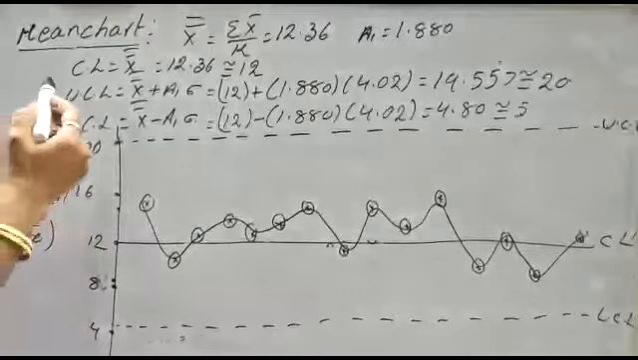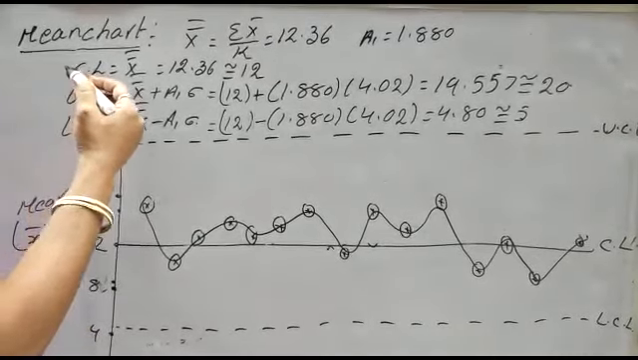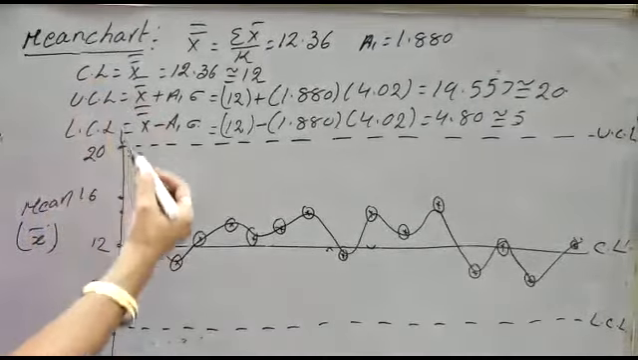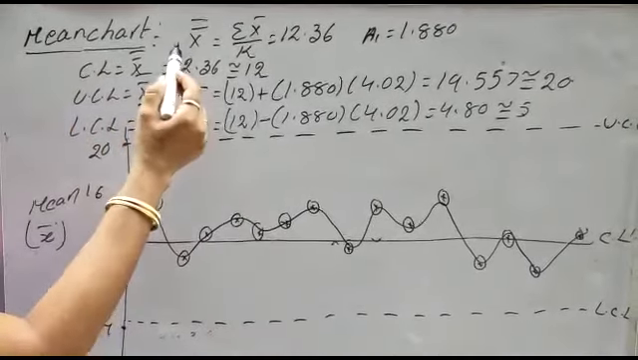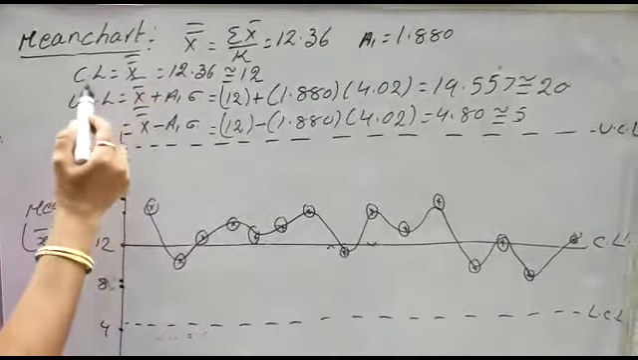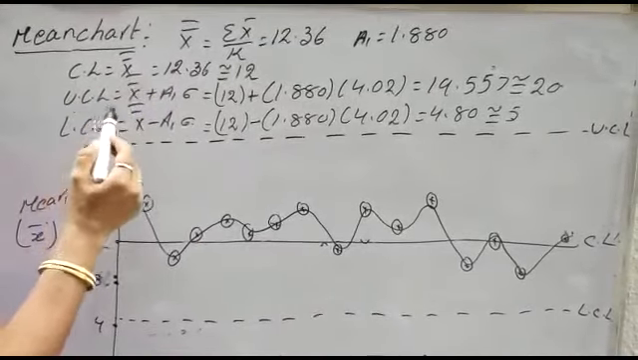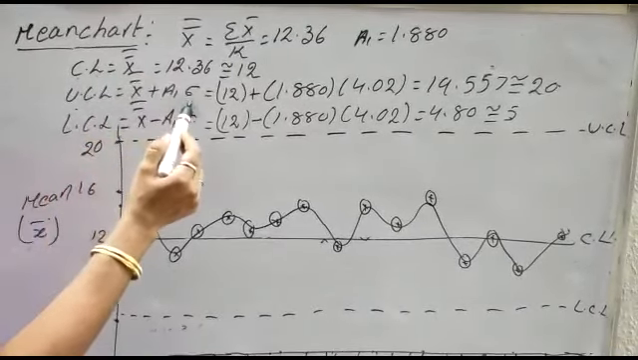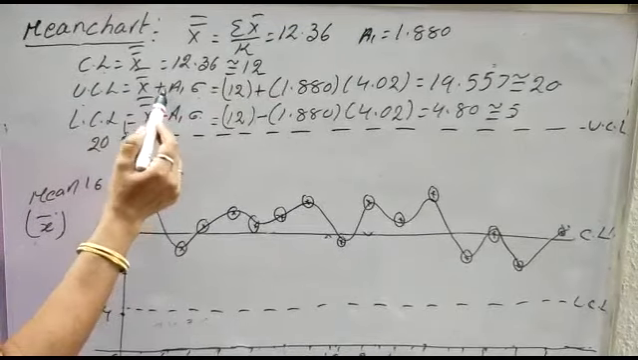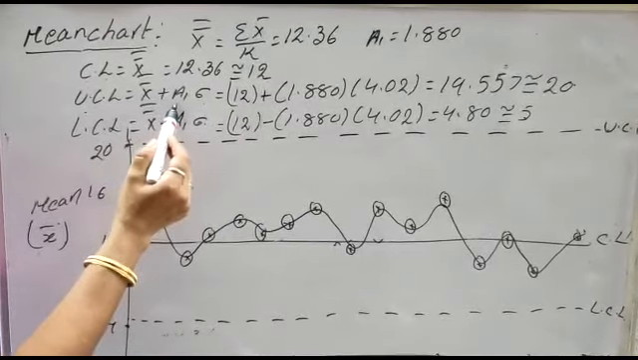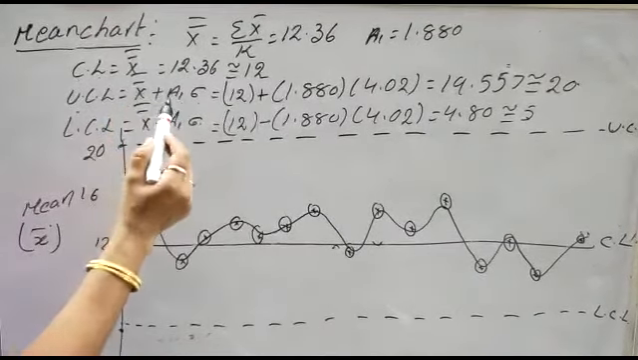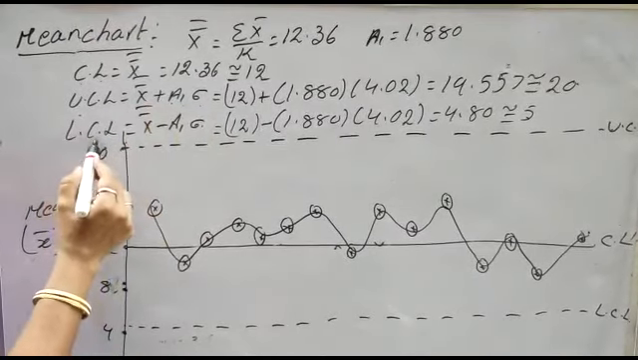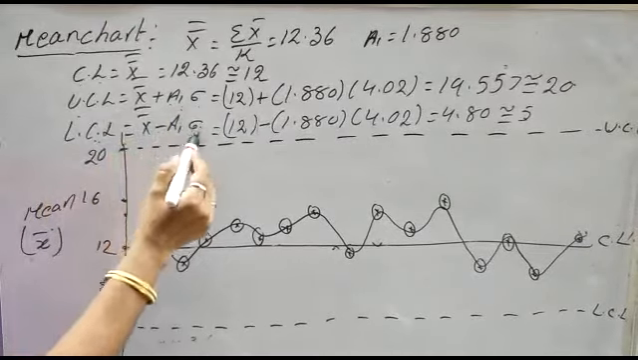Now, I already explained before the example of the mean chart and standard deviation chart. First I am constructing the mean chart. You know that the control limits for the mean chart are: CL is x double bar, UCL is x double bar plus A1 sigma bar. Here I am writing A1, not A2. Here A1 is for the relation between mean chart and standard deviation chart, A1 sigma bar. Next, LCL is x double bar minus A1 sigma bar.